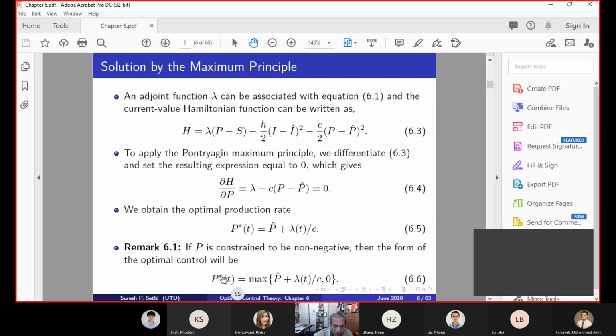So if you don't have a negative production, then the first order condition, along with the constraint that P has to be bigger than or equal to 0, I can put P star_t equal to the max of that quantity and 0. So that's our first order condition with the constraint that P is going to be non-negative. Let's continue.